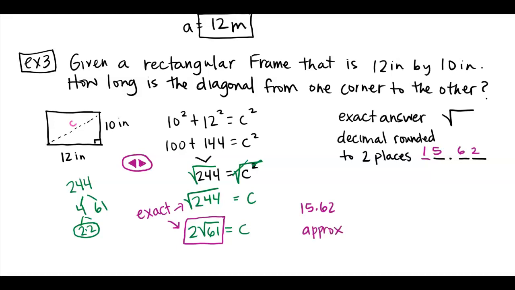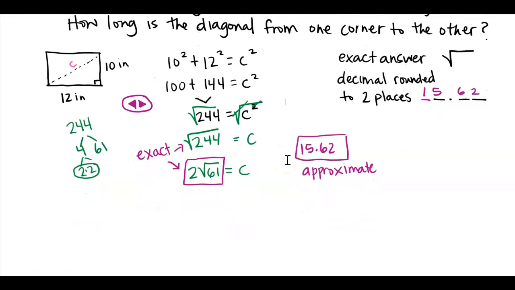So when it asks on the homework for an exact answer, it's wanting it in square root form, but when it says it wants it as an approximate, it'll tell you where to round it to, how many place values to round it to, and use your decimal. Okay. All right, questions on that one? Understanding exact and approximate answers, when to put what.